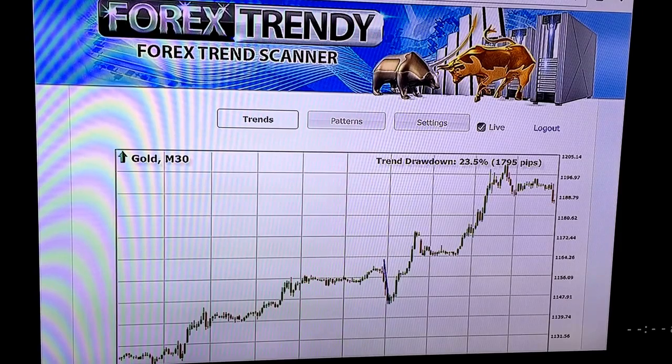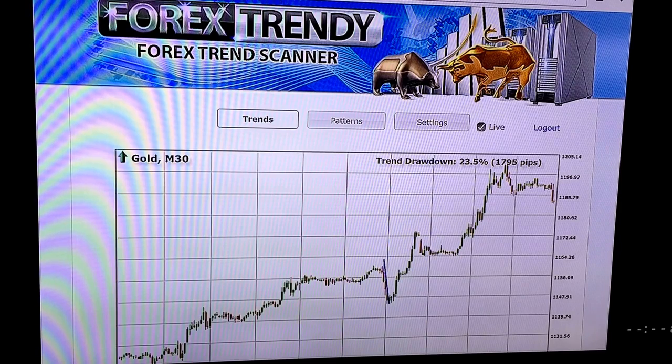This scanner is so strong and so powerful. What it does is that it will tell you about the trend, where a particular trend is going. It will also tell you about patterns, and it has very powerful signals that it will send to your email address and tell you that a trade has started. You have to go and open the trade.